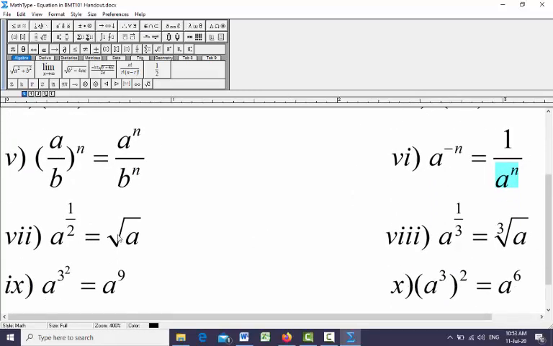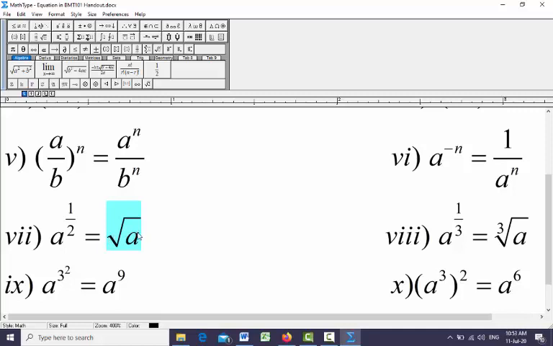Right. So next one we have a to the power half. So a to the power half can also be written as root over a. Always remember, this is square root. Square root means it's a power half.